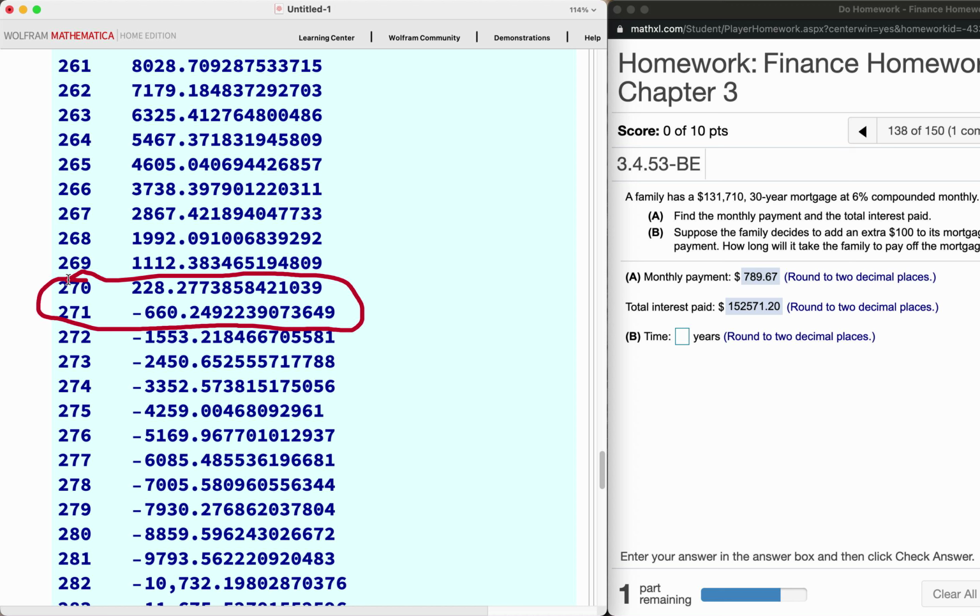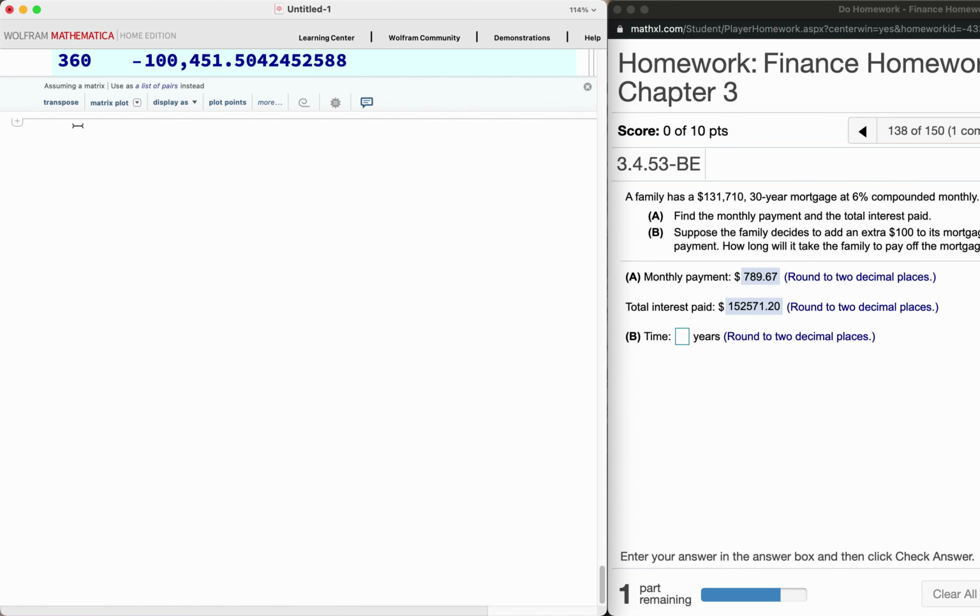Now, the problem is this. I know Pearson really wants this to be exactly zero. So we're going to have to do something called linear interpolation. So the answer is actually going to be between 270 and 271. It's going to be like 270 point something. So here's the deal. How do you do linear interpolation?